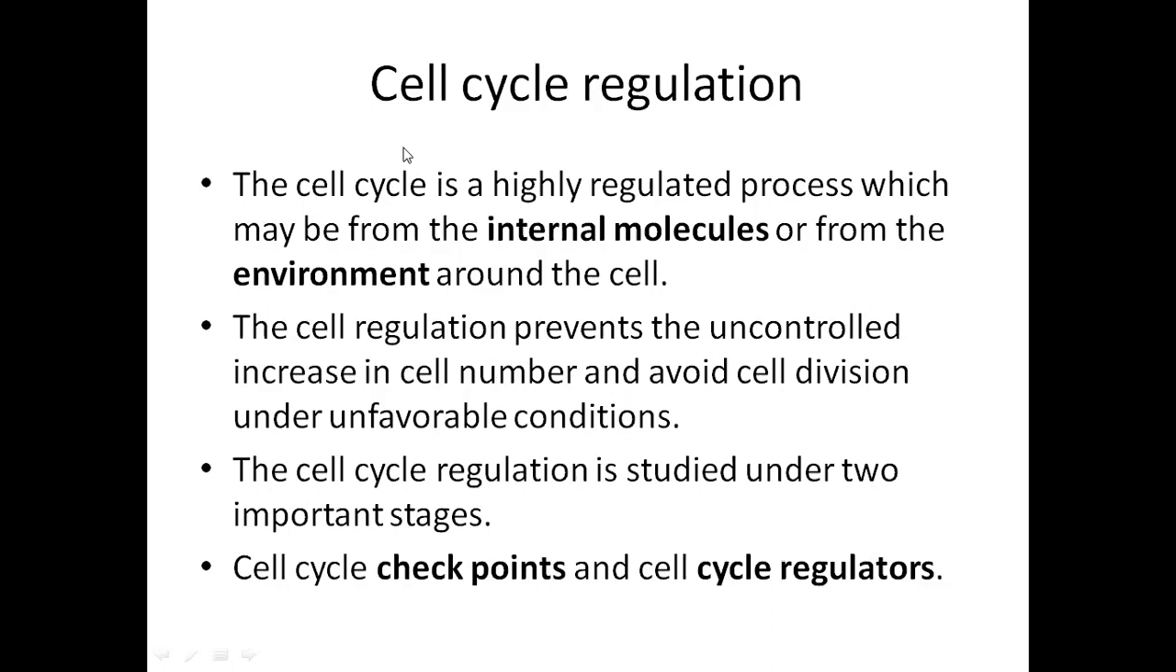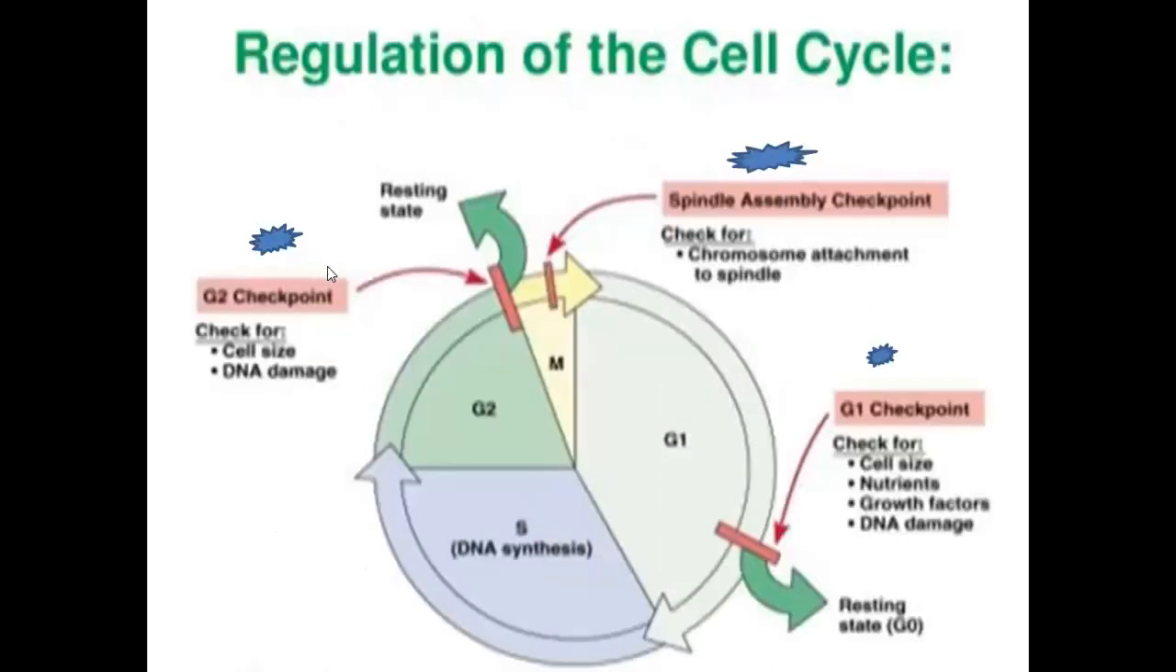Now let us study the cell cycle regulation under two important headings: number one, checkpoints, and number two, cell cycle regulators. These two methods will regulate the process of cell division. Now in this picture, you can see the cell cycle. This is the interphase consisting of G1 phase, S phase, and G2 phase, and this is the M phase, the mitotic phase. Now, we are talking about the checkpoints.